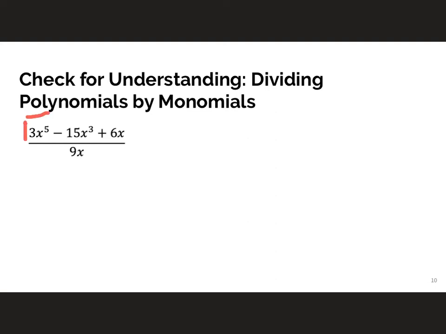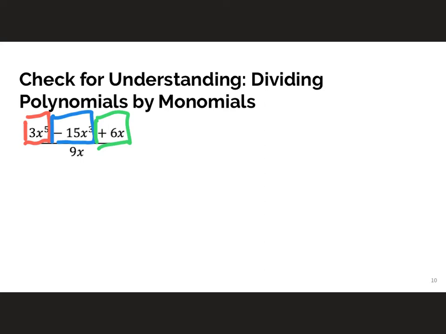So my first term is 3x to the fifth, right? My second term is negative 15x to the third. And my final term is going to be positive 6x, right? I'm going to divide all of those by 9x.